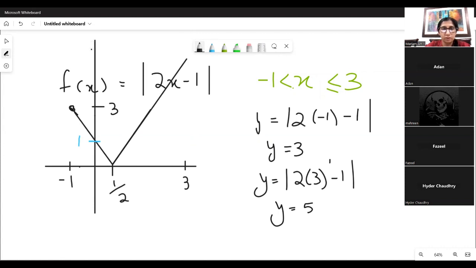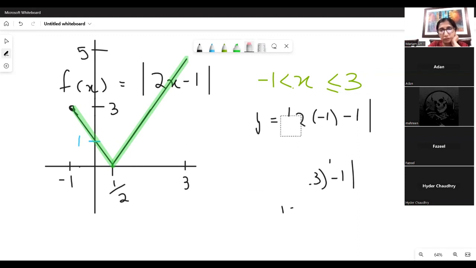Okay. So your graph is drawn from here till here. आप मुझे बताओ इसकी रेंज क्या लिखेंगे? 0 to 5. 0 to 5. Okay.